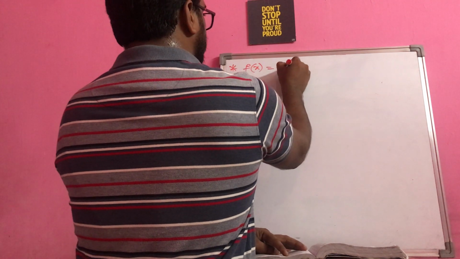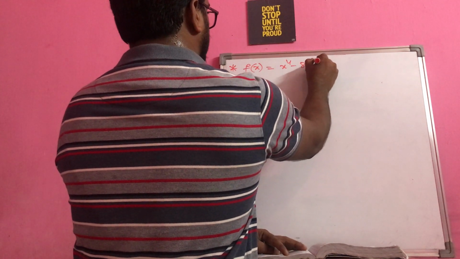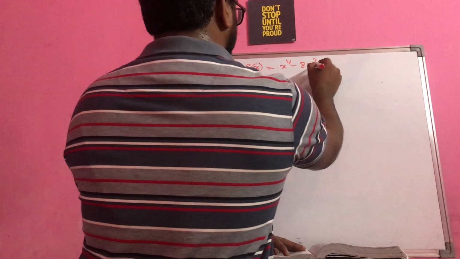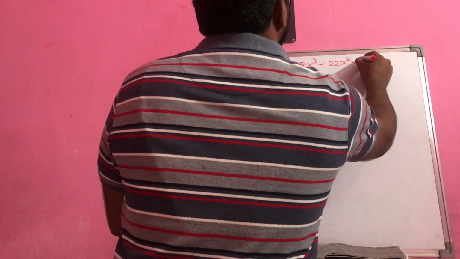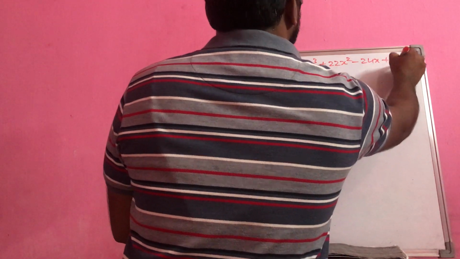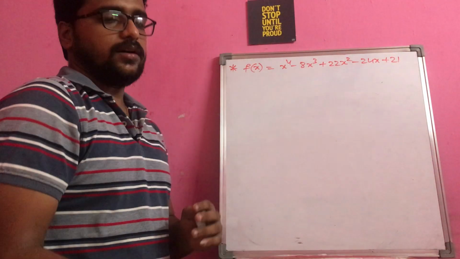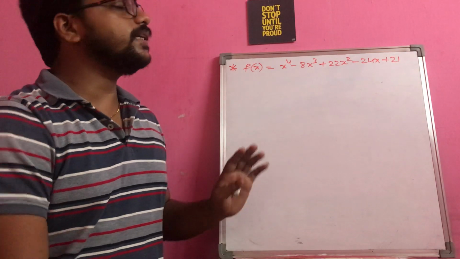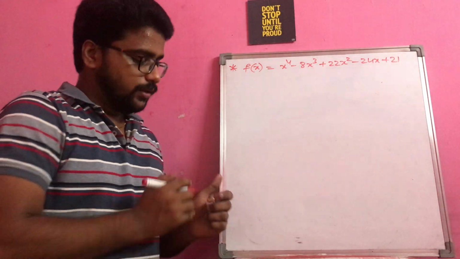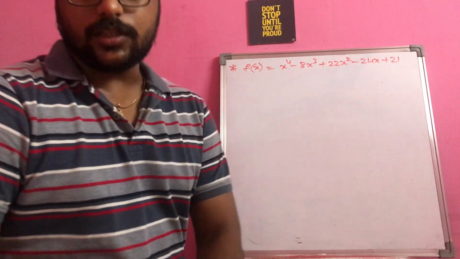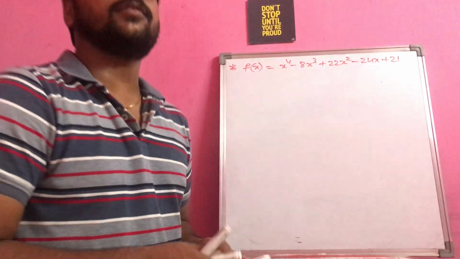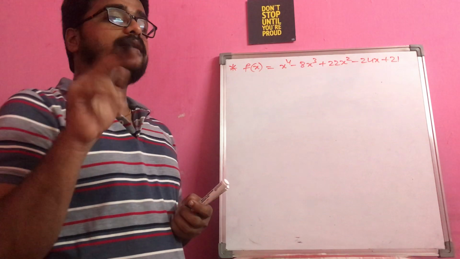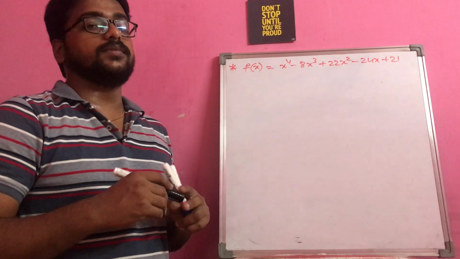Find the intervals in which the function f of x is equal to x power 4 minus 8x cube plus 22x square minus 24x plus 21 is increasing or decreasing. See, it is just similar to the previous questions only, but why I have taken this question is because if you observe here we are having x power 4. That means if you apply the differentiation you will get an x cube term.